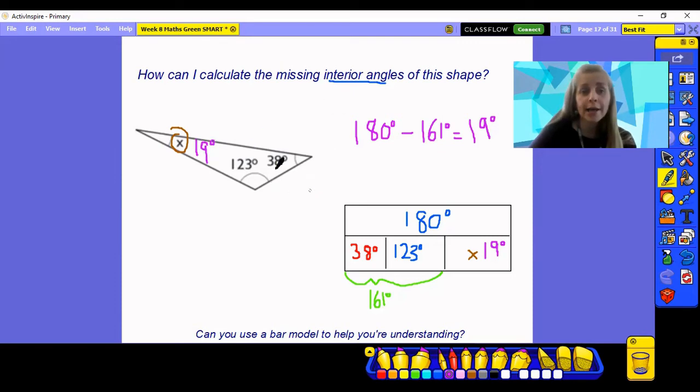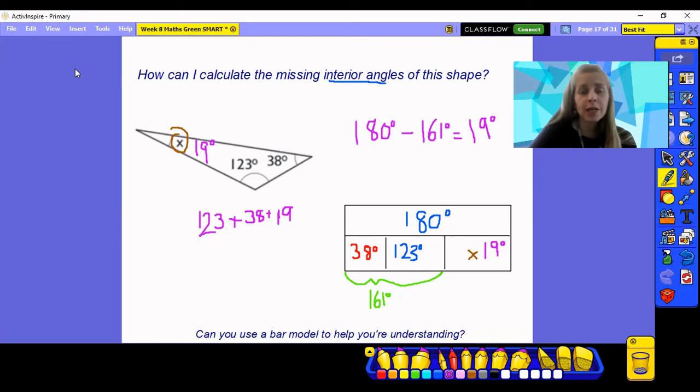Then we can check that we have indeed found the correct missing angle here, because if we were to add together our amounts, so we've got 123 here, plus our 38, plus our 19, which we've just uncovered, this will get us back to our total of 180 degrees, which is the sum total of the interior angles of a triangle.